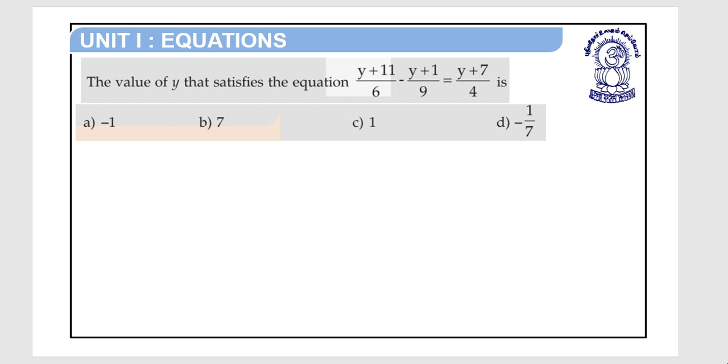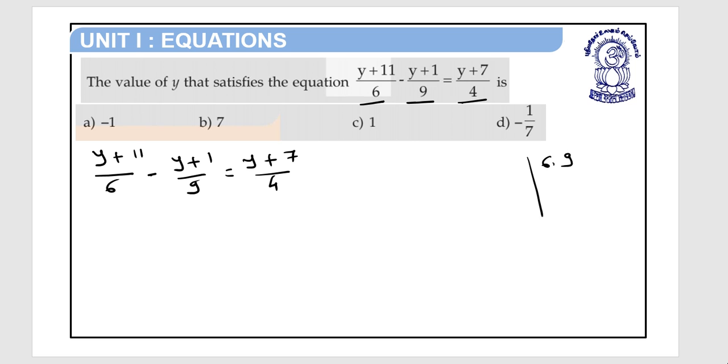The value of y that satisfies the equation y plus 11 by 6 minus y plus 1 by 9 is equal to y plus 7 by 4. So write y plus 11 by 6 minus y plus 1 by 9 is equal to y plus 7 by 4. 6 and 9: 2 3s are 6, 3 3s are 9, 2 3s are 18. So LCM is 18.